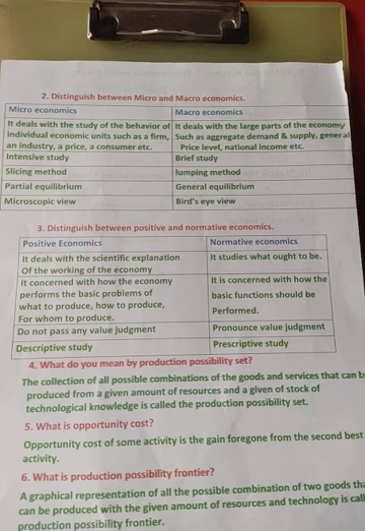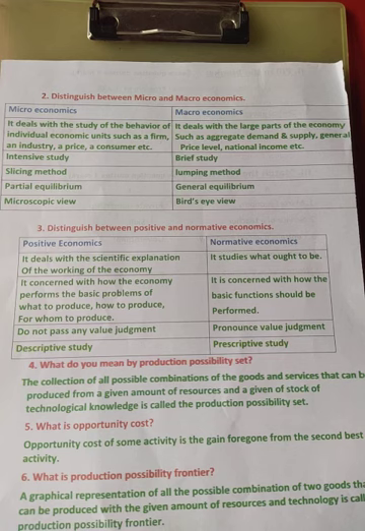Positive economics: how the economy performs. Normative economics: how it should be performed. Positive economics does not pass any value judgment; normative economics pronounces value judgments. That means positive economics cannot give suggestions, but normative economics can give suggestions: what is good, what is bad, what should be done, what should not be done. Positive economics is a descriptive study; normative economics is a prescriptive study.